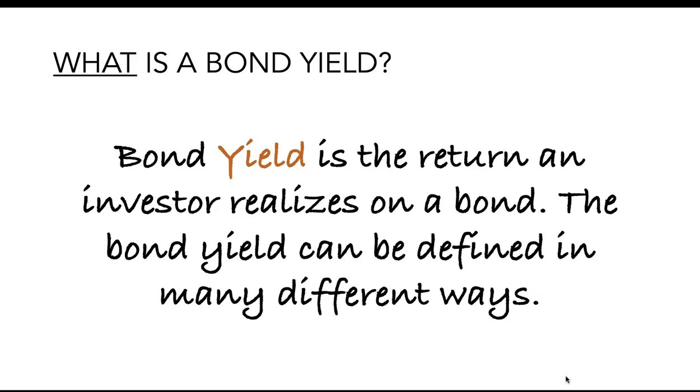More complex calculations of a bond's yield will account for the time value of money and compounding interest payments. These calculations include yield to maturity, or YTM, bond equivalent yield, or BEY, and effective annual yield, or EAY.